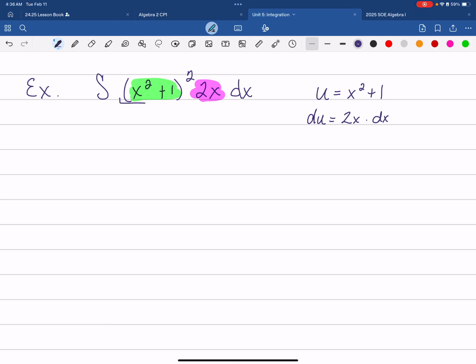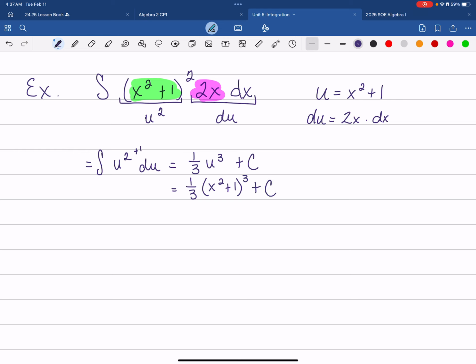So notice right here, I have u squared, and right here, I have du. So I'm going to go ahead now and rewrite this as u squared du. The antiderivative of u squared, I add 1, so I get 1/3 u cubed plus c. And then I sub back in my u, so 1/3 multiplied by (x squared plus 1) to the third plus c.